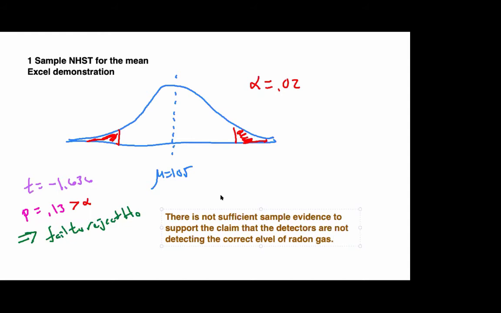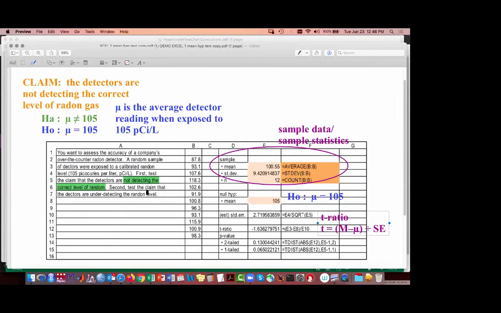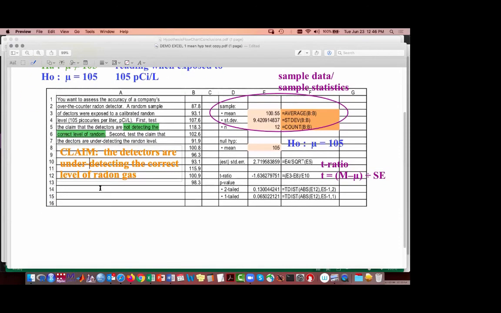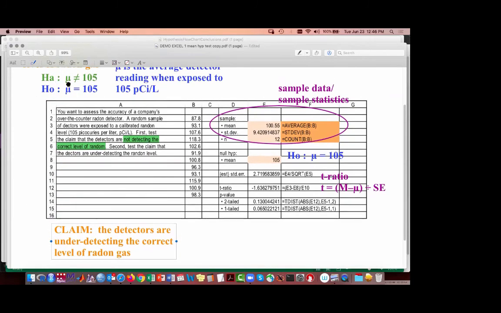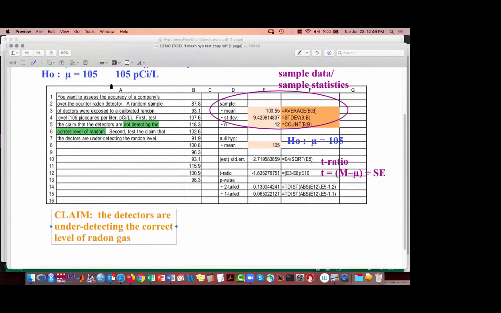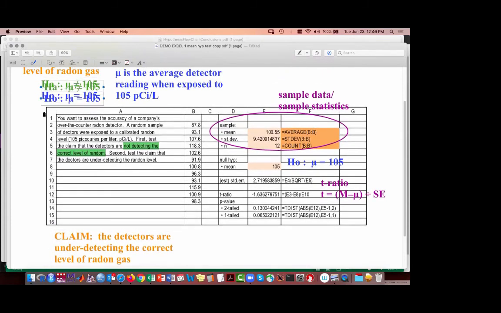Now, if we go back, we can also ask, what about that second part? What changes with our second scenario? What about where we test the claim that the detectors are under detecting? What would under detecting be? If the claim is that the detectors are under detecting, in this context, the alternative is not that mu is not equal to 105, but that mu is strictly less than 105, which means the null would be greater than or equal to 105.